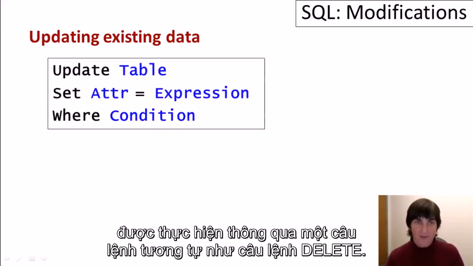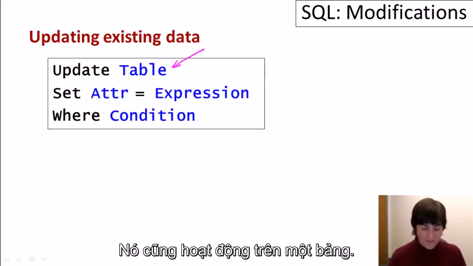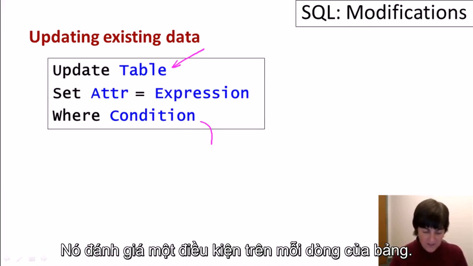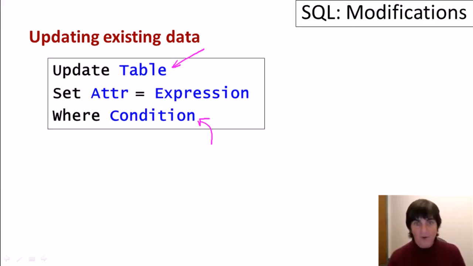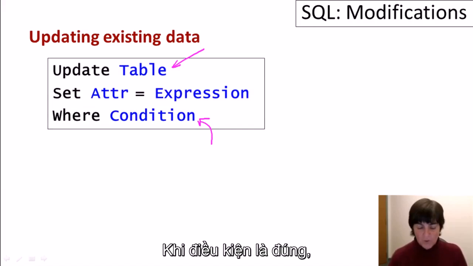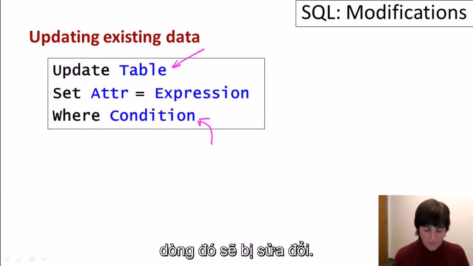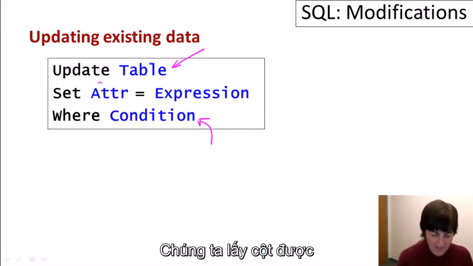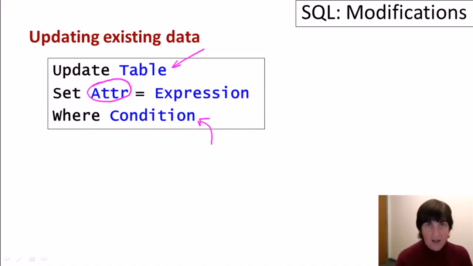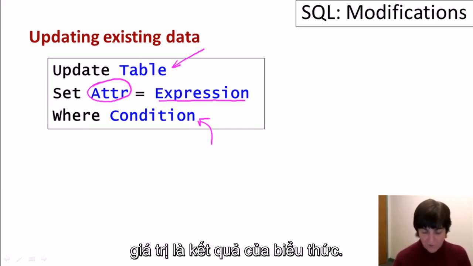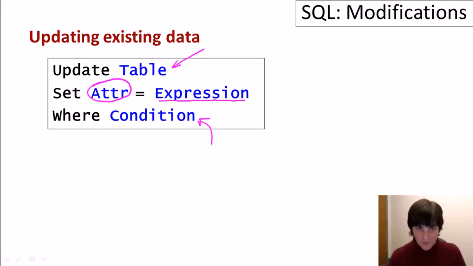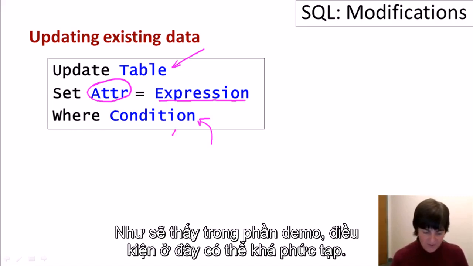Finally, we're interested in updating existing data. And that's done through a command similar to the delete command. It similarly operates on one table. It evaluates a condition over each tuple of the table. And now, when the condition is true, we don't delete the tuple. Instead, we modify the tuple. We take the attribute that's specified here, and we reassign it to have the value that's the result of the expression. As we'll see in the demo, this condition here can be fairly complicated.